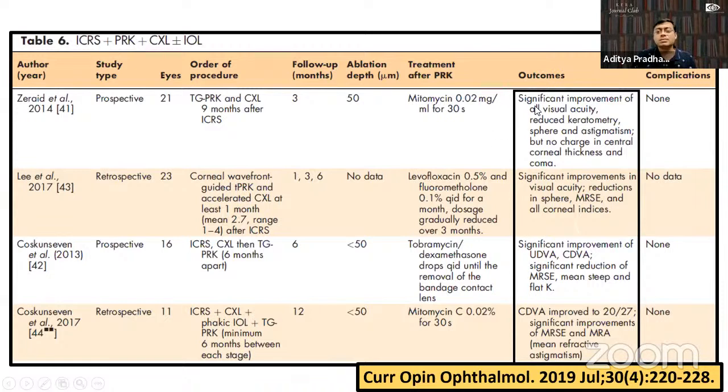But all of these studies basically showed that there was a significant improvement of all the visual acuity, reduced keratometry, sphere, and astigmatism, but there was no change in the central corneal thickness and the coma values. Again, the other studies also reported significant improvements in the corrected distance visual acuity and a reduction in the keratometric values.